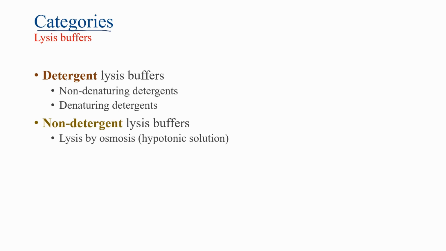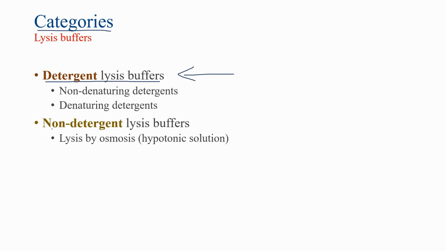We can categorize lysis buffers into two main categories depending on the presence or the absence of a detergent within the lysis buffer. So we have detergent lysis buffers. These have detergents in them. I'll discuss what detergents are exactly in the next slides. But basically, a detergent is an amphipathic molecule that can interact with polar and nonpolar substances, allowing it to facilitate itself in between cell membranes, thus breaking up cell membranes and causing cell lysis.